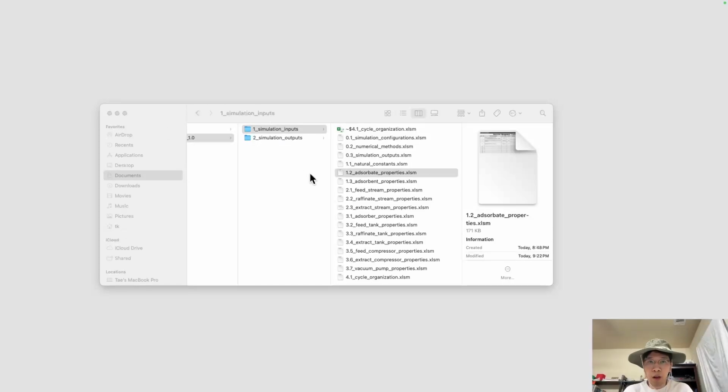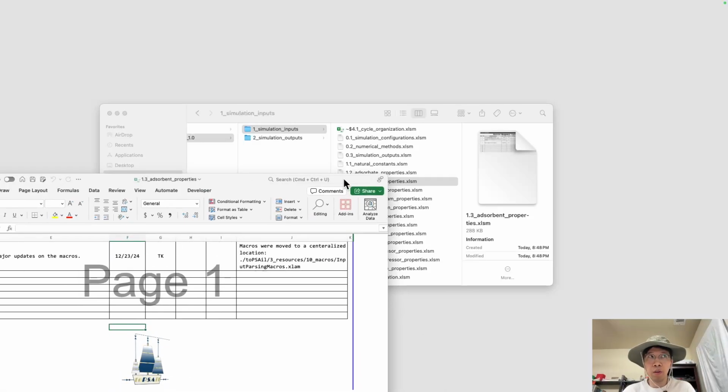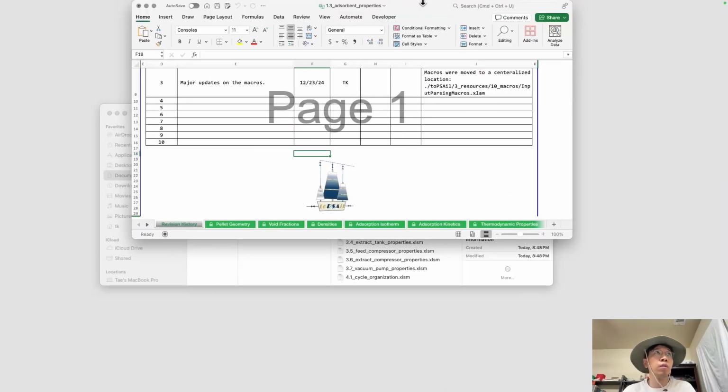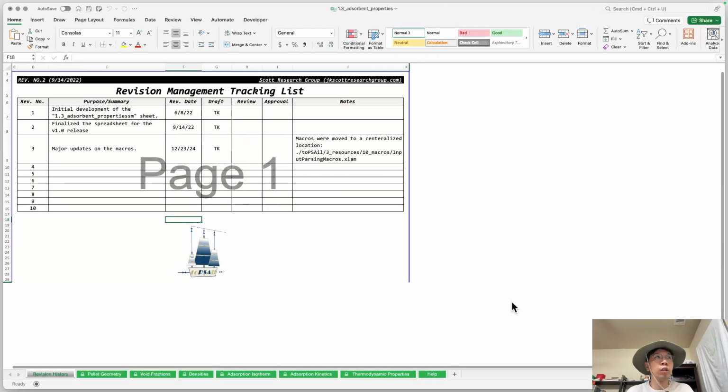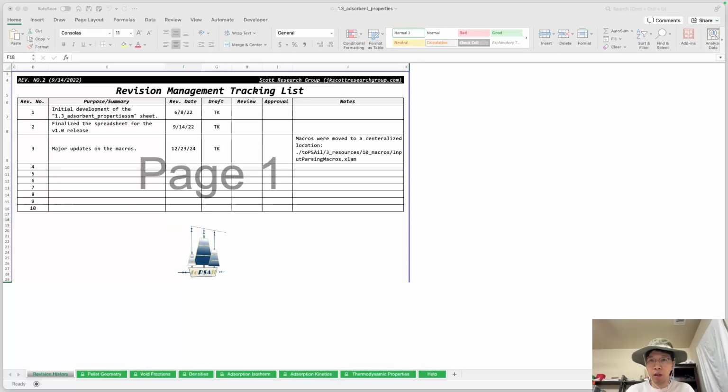Right, in this video I'm going to talk about how to specify the adsorbent properties. In the last video we discussed how to provide properties for the adsorbate, which are gaseous molecules, and adsorbents are the solid particles, or where the adsorption is taking place, right?